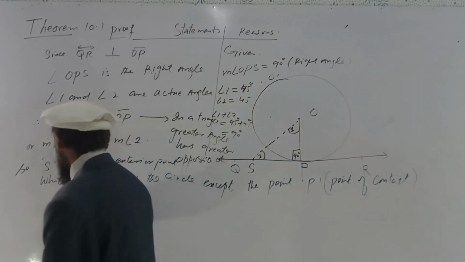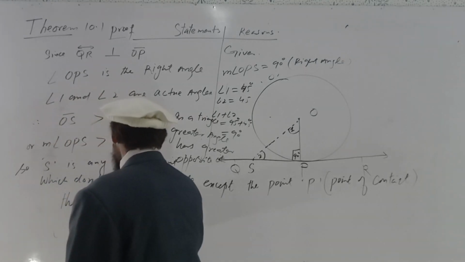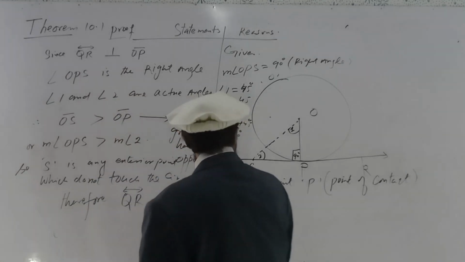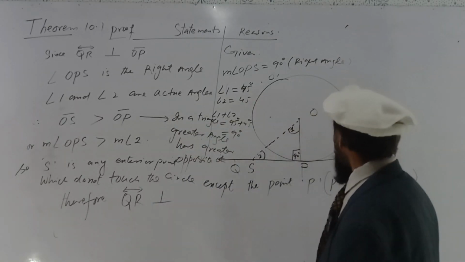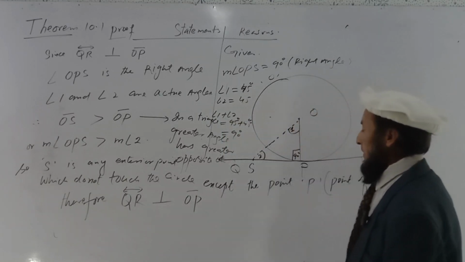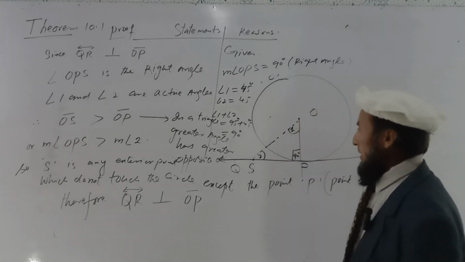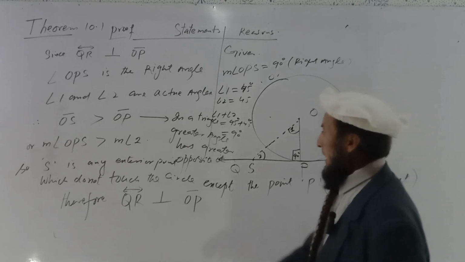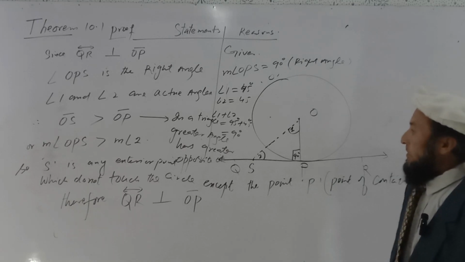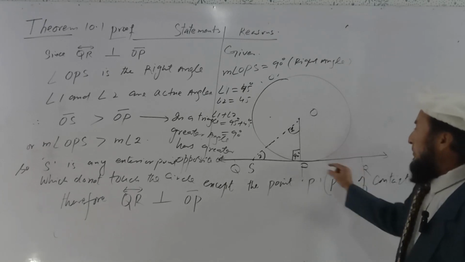So therefore QR touches at only one point, just P, which is perpendicular to the radial segment according to the definition of the radial perpendicular. So here QR is perpendicular to the radial segment OP. So it means that it is tangent at just one point, P.